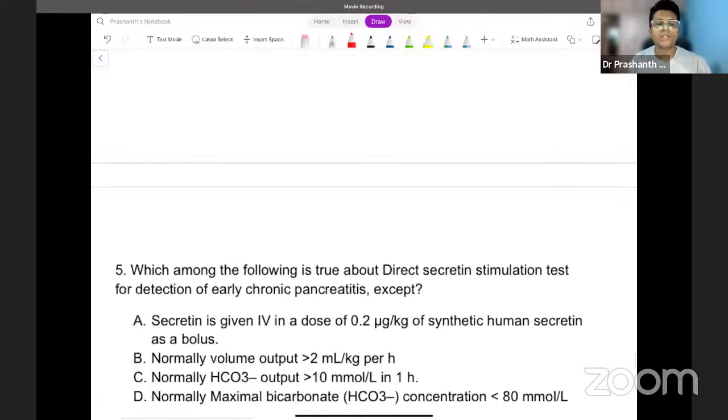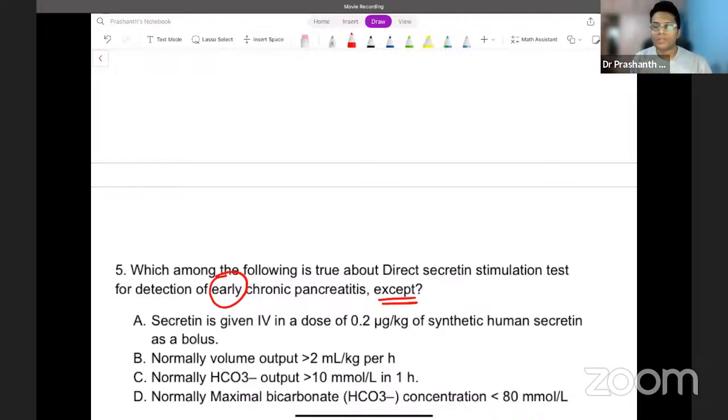The next question is, which among the following is true about direct secretin stimulation test for detection of early chronic pancreatitis, except? Now, again, this is an except question. You know that there are very few tests to detect chronic pancreatitis at an early stage. One of the most important ones are these direct stimulation tests. The most important one among it is secretin test.